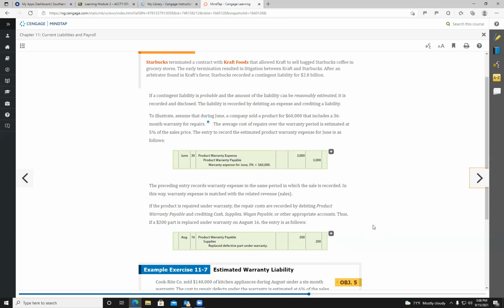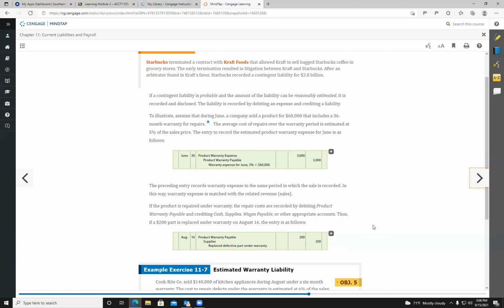So in this situation, it was a 36-month warranty. So you're going to have to carry that payable on your books for a minimum of 36 months. All right. And in this situation, they did it as 5% of the sales price. So they set it up for $3,000. So they went ahead and expensed it out.